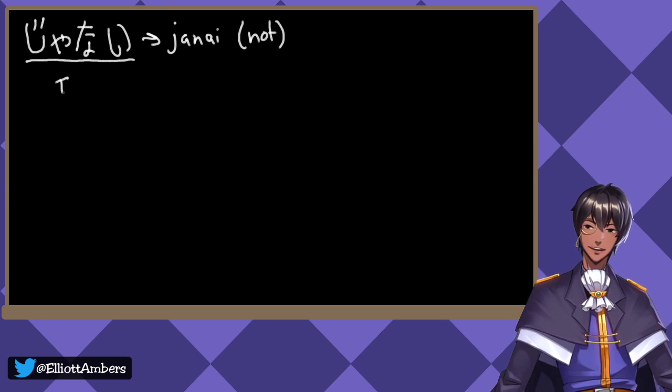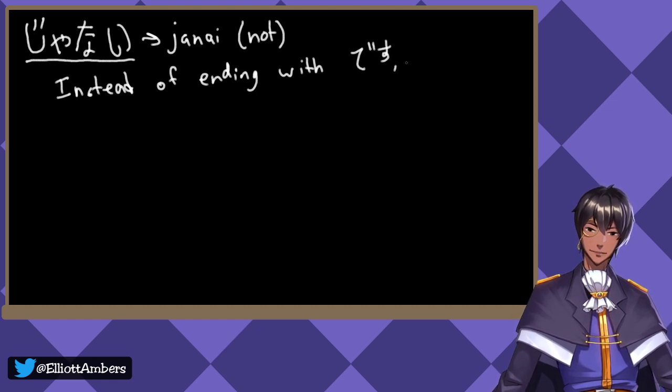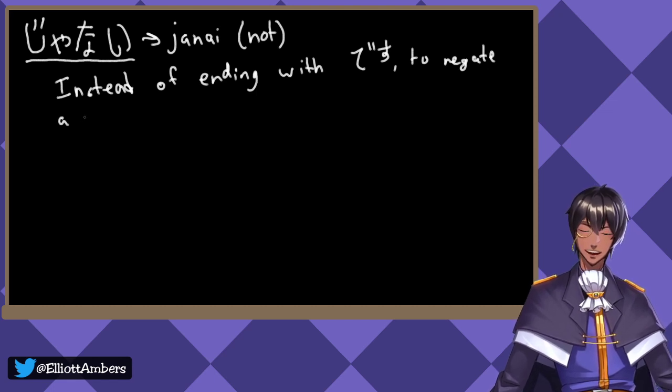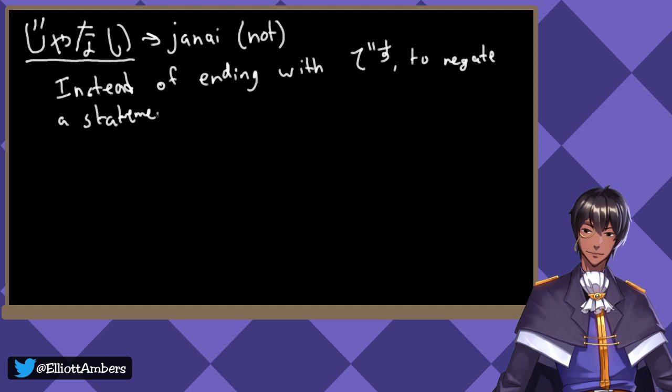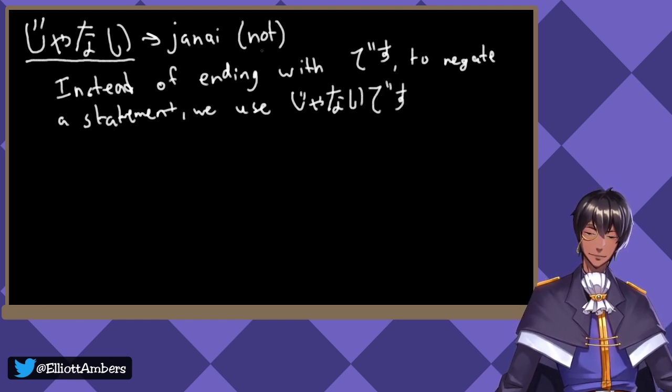So instead of ending with this, which is just the end of a sentence, to negate a statement, we use ja nai. This. Janai desu.